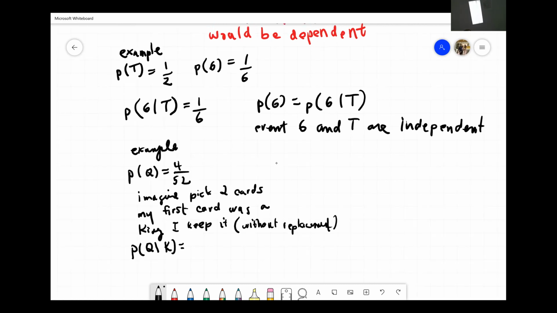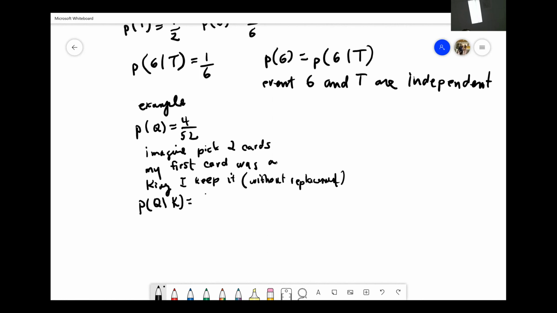And we said it was what? 4 out of 51. So therefore, since the probability of queen given king does not equal the probability of queen, we say the events are what? Are they independent or dependent? Dependent.